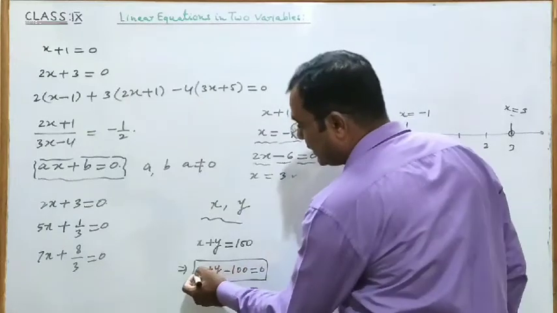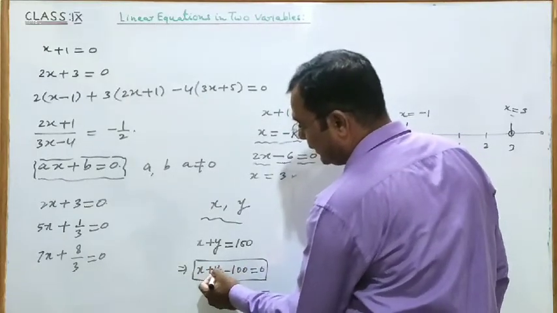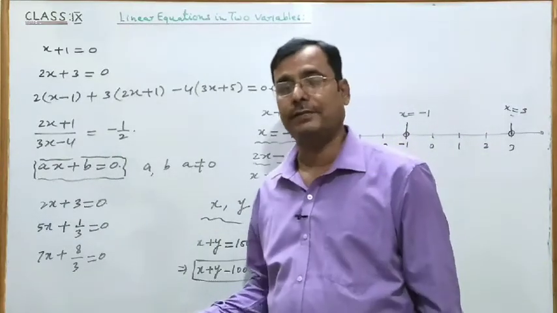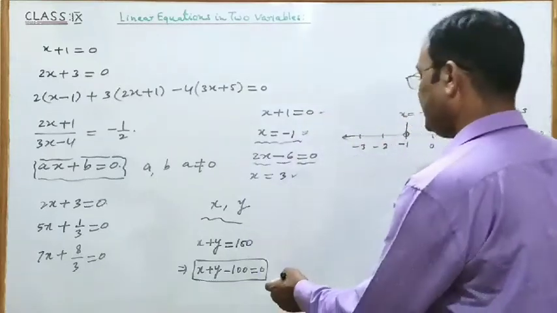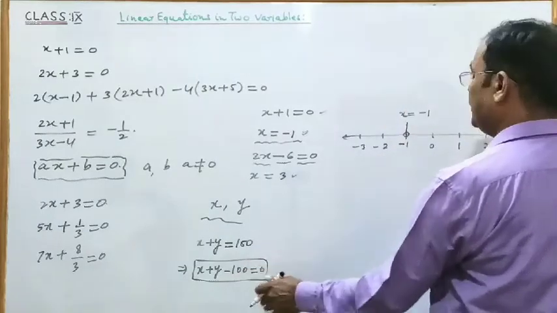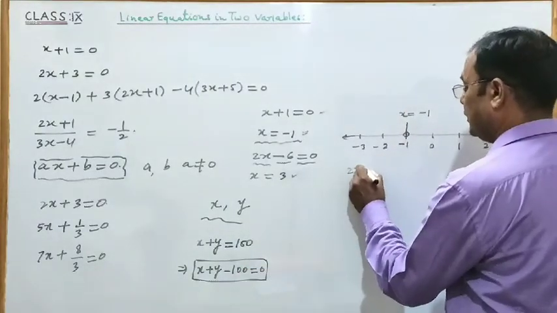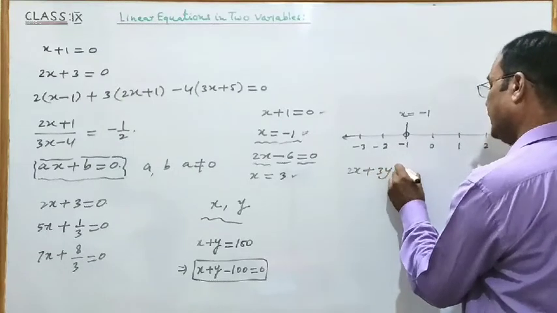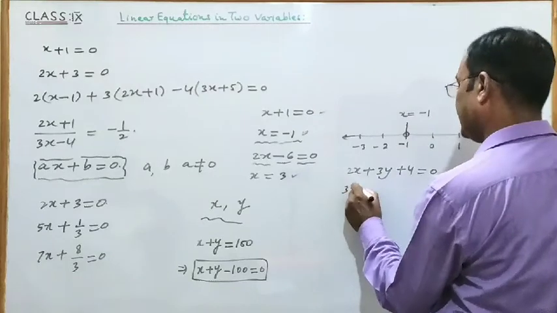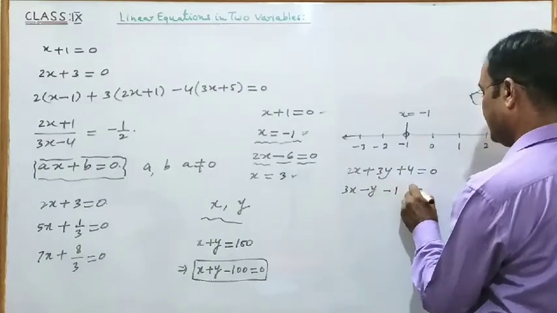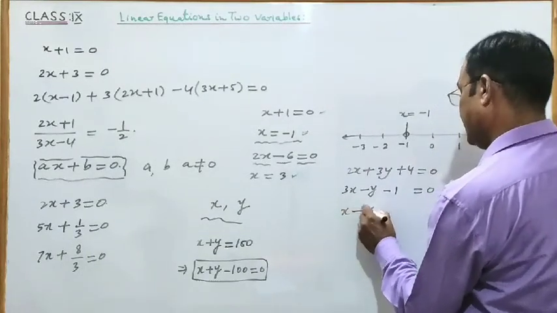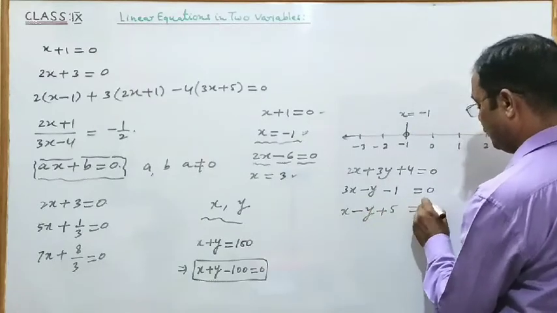Here the coefficient of x is 1, and the coefficient of y is also 1. That can be different in other situations. Like this, we can write many more linear equations in two variables, like 2x + 3y + 4 = 0, 3x - y - 1 = 0, x - y + 5 = 0.